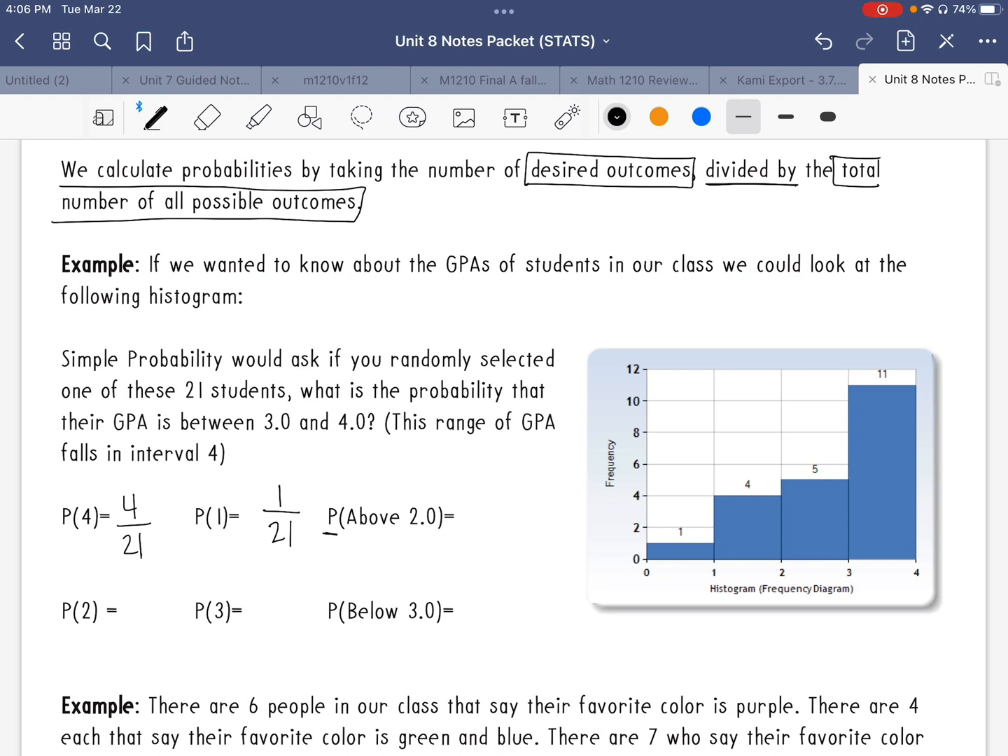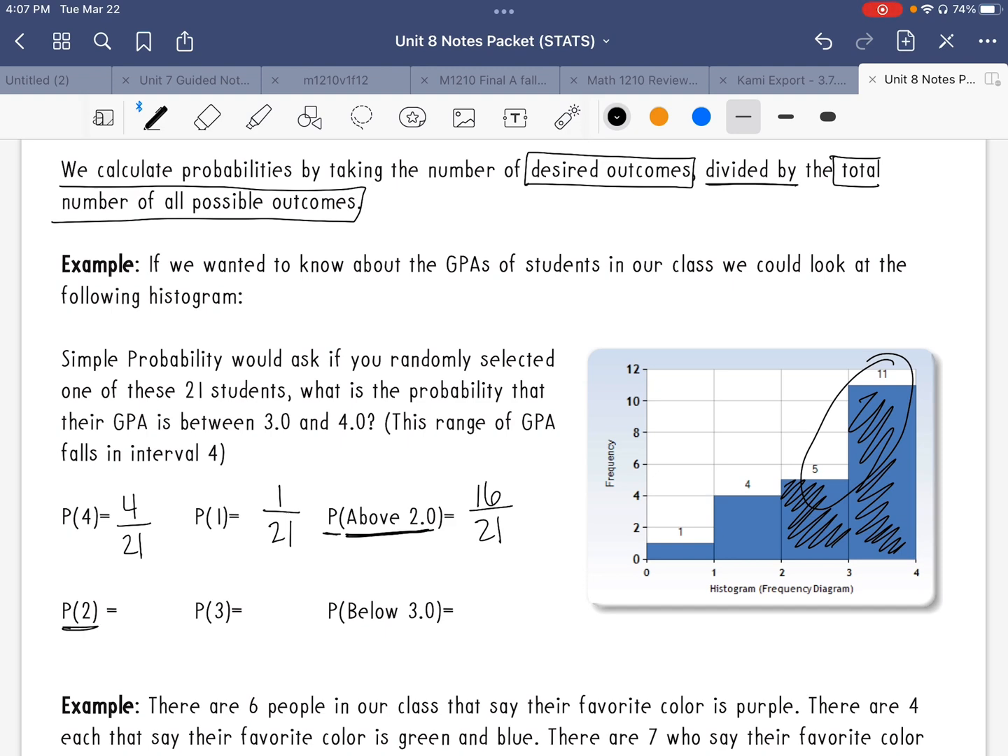This one says, what's the probability that the student you pull out has a GPA above 2.0? So which students even have a GPA above 2.0? Well, that would be all of these and also all of these. So our desired outcome would actually be these combined. So the 11 plus the 5 would be the 16, and there's still 21 names in the hat.